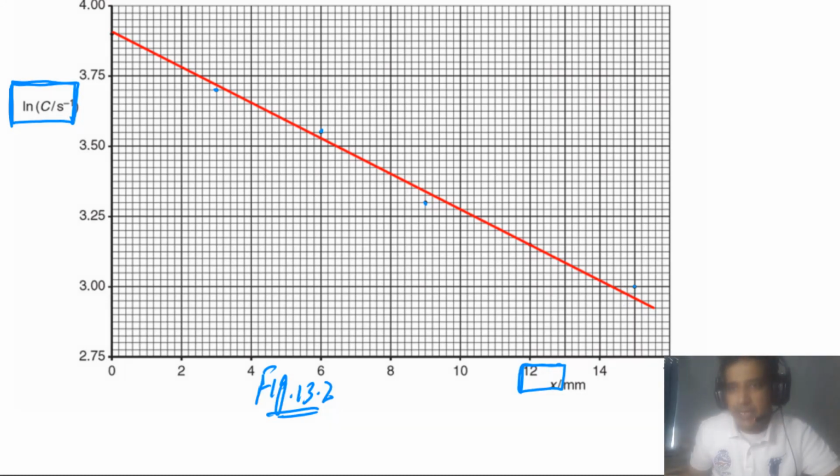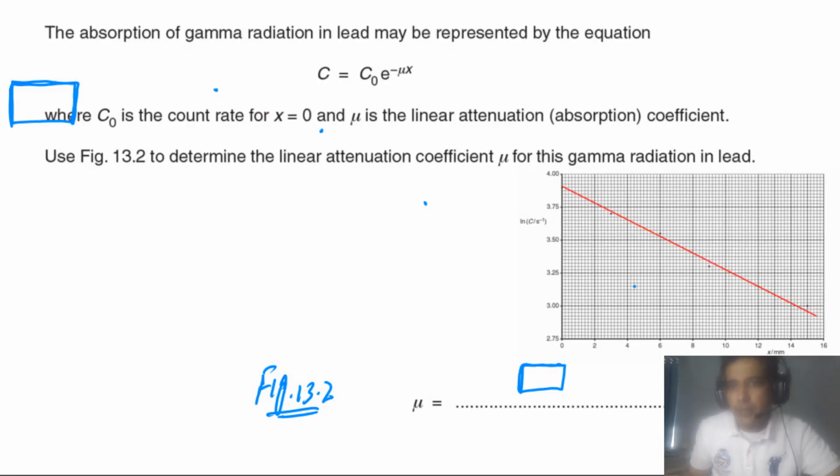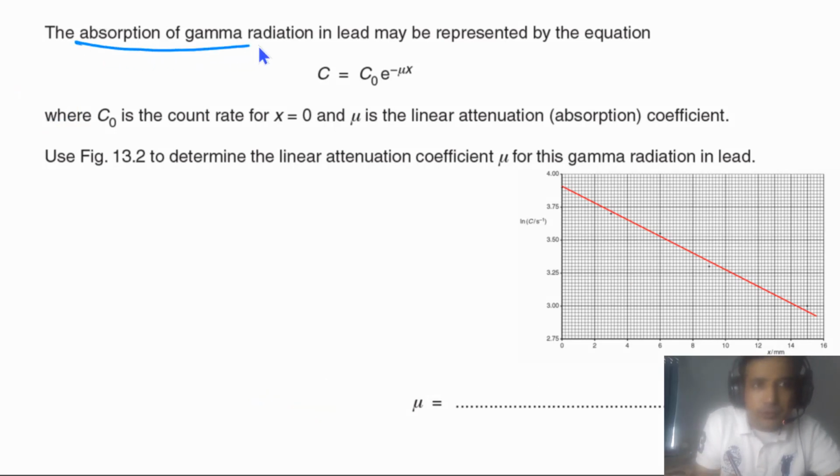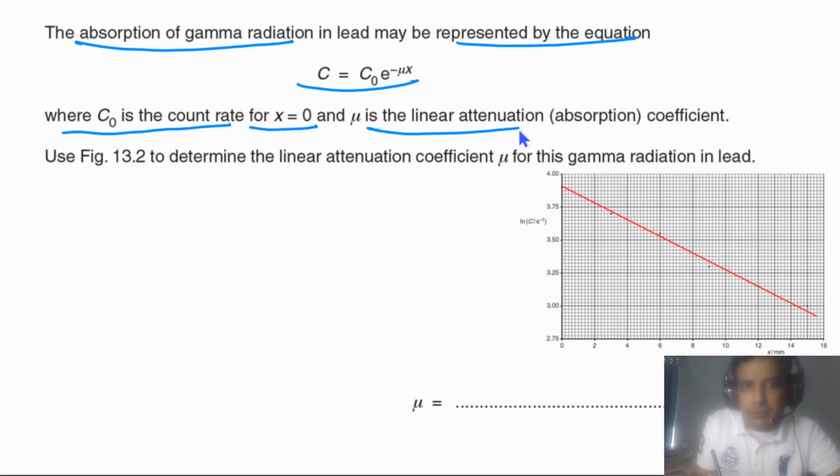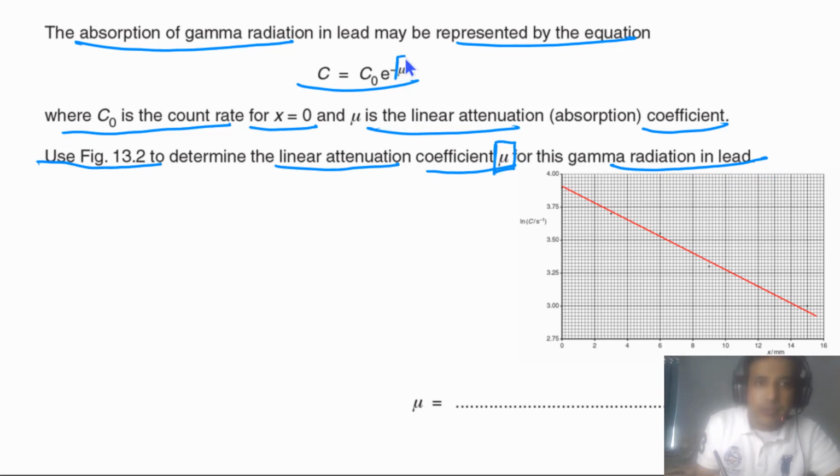Now we will go to the next part and try to answer the next question. For this question it is given that the absorption of gamma radiation in lead may be represented by this equation, where C0 is the count rate for x equal to 0 and mu is the linear attenuation coefficient. Use figure 13.2 to determine the linear attenuation coefficient mu for this gamma radiation in lead. So we have to determine the value of mu. Mu is given here.